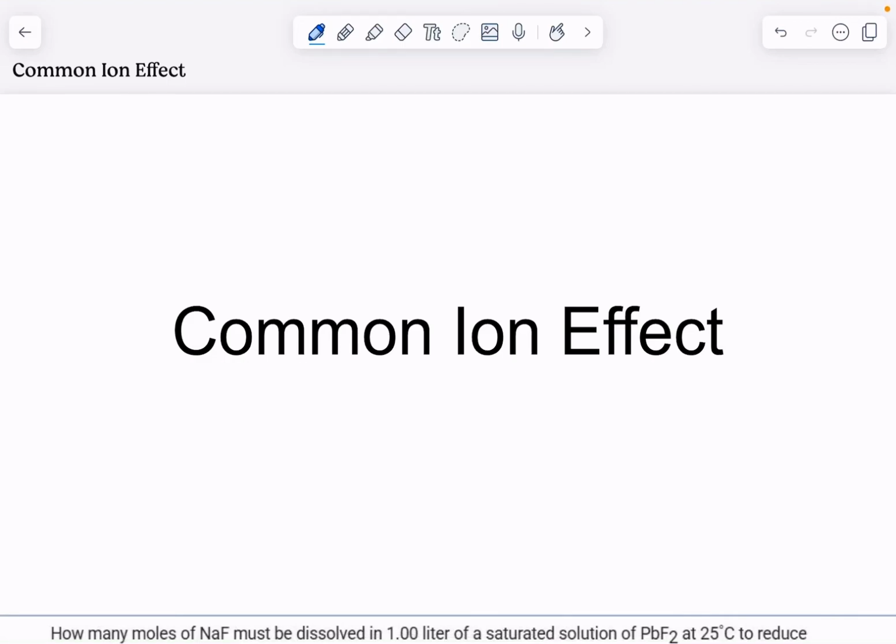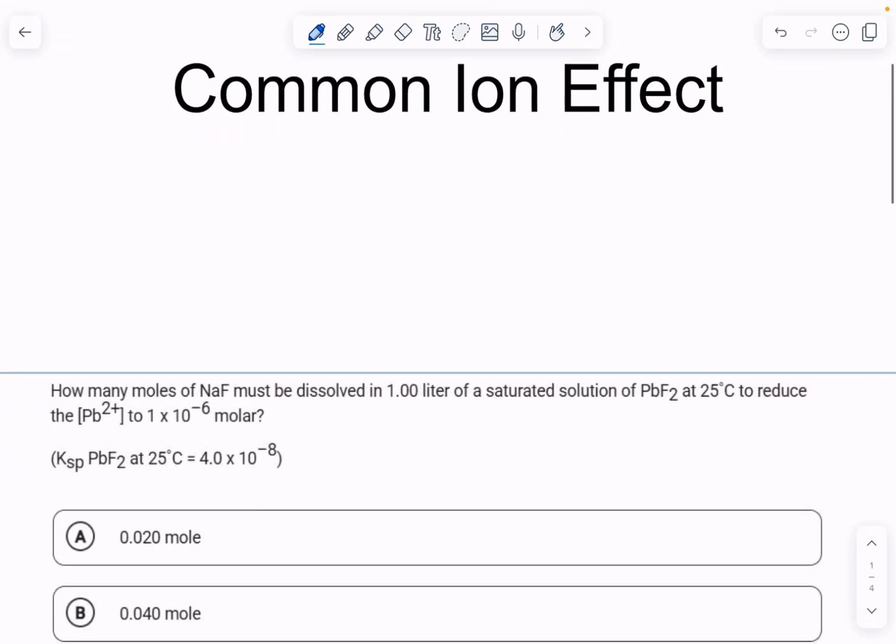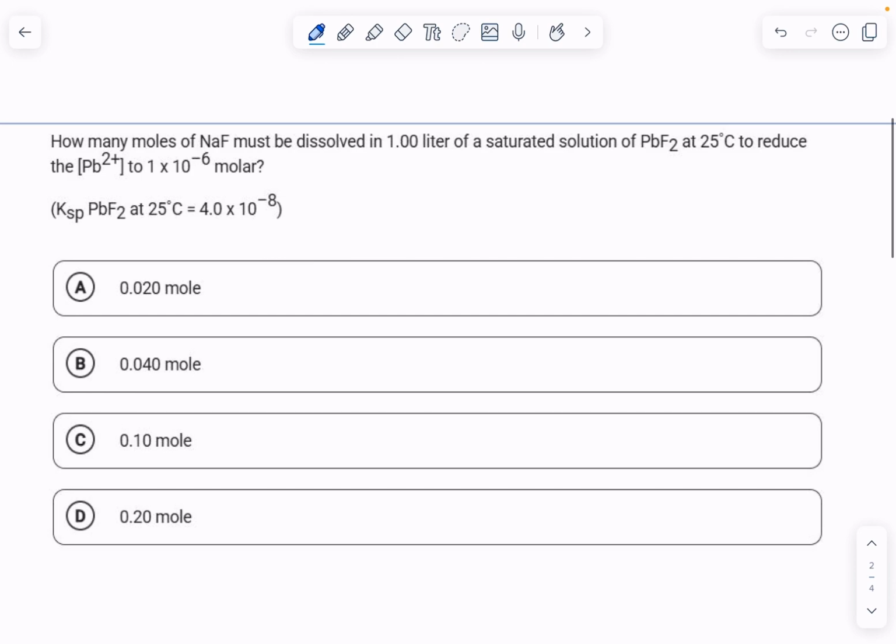All right, in this video, we're going to be looking at the common ion effect, or how common ions affect the equilibrium constant. And we have a multiple choice and a short answer. So in this multiple choice, how many moles of NaF must be dissolved in 1 liter of a saturated solution of PbF2 at 25 degrees Celsius to reduce the lead concentration to 1 times 10 to the negative 6th molar?